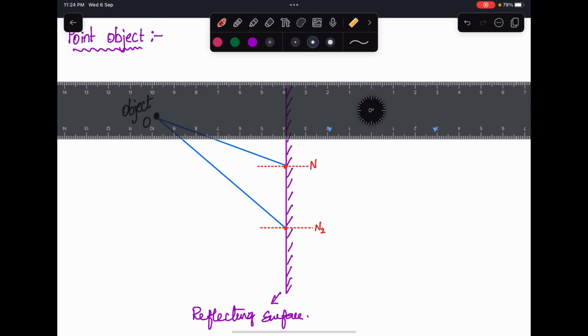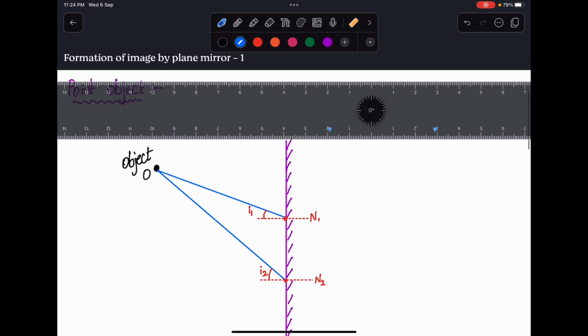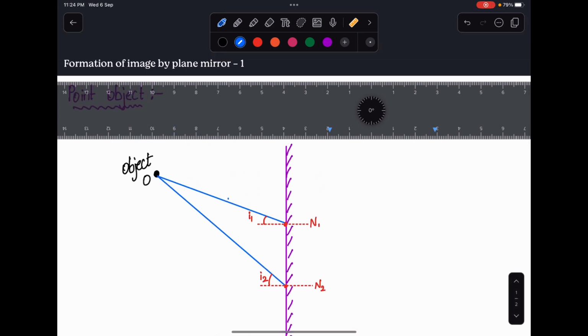So normal N2, normal N1. And already we have measured this. We know about this angle of incidence clearly. Say that angle of incidence for the first one be I1, and say over here angle of incidence be I2. And to represent the direction of your incident ray, use some arrow marks like this, showing this is your incident ray.